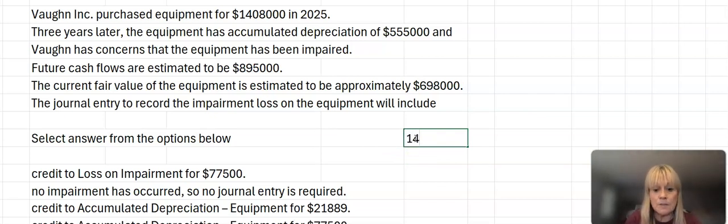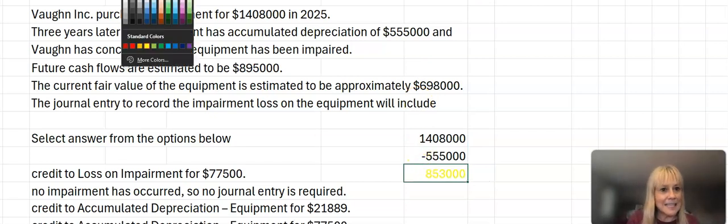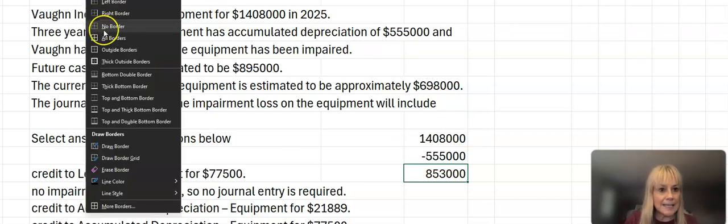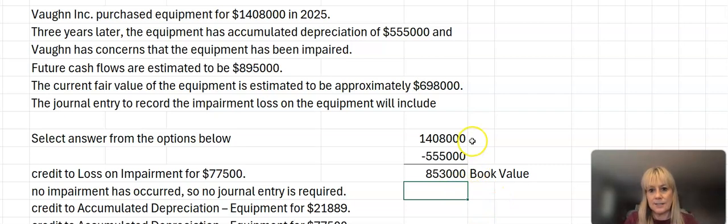So let's take our $1,408,000, and then let's subtract our depreciation, and that's going to give us, I think I'm going to want that to be dark, okay, so we can see. And I'm just going to make that nice looking for you there. Okay, so this is our book value, and I'm going to write book value so that you know what I just got there.